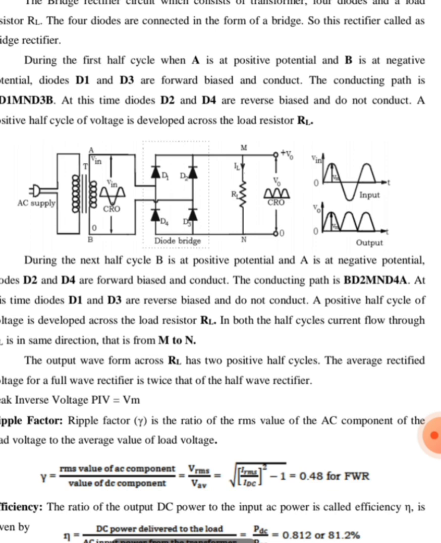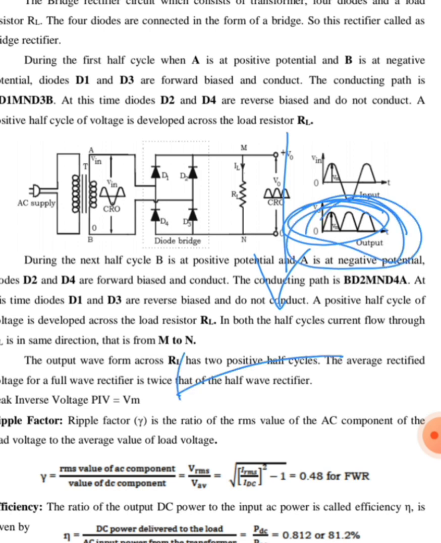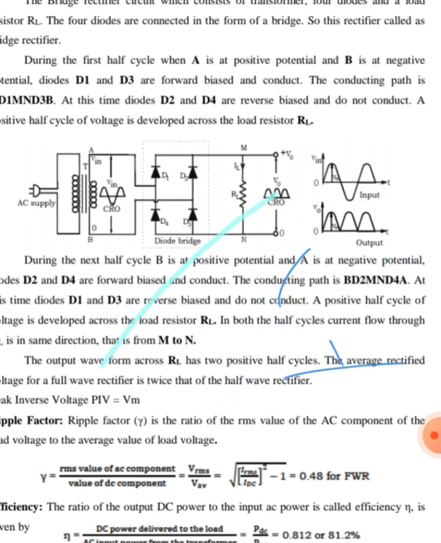So we will be getting both the positive as well as the negative half cycles of the input AC signal appearing across the load. In both cases, that is during both the positive as well as negative half cycle, current is flowing from M to N, so I'll be getting the waveform in this manner. Both the positive as well as negative half cycles will be appearing across the load in the positive direction itself. So positive DC cycles appear across the load. So this is the bridge rectifier.